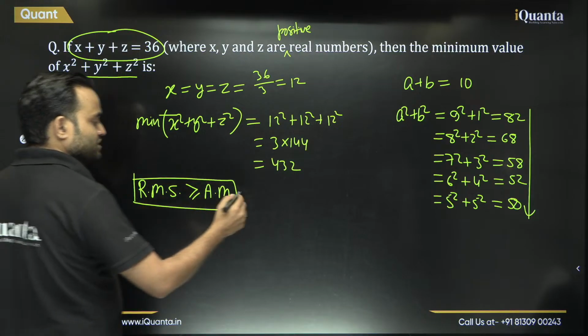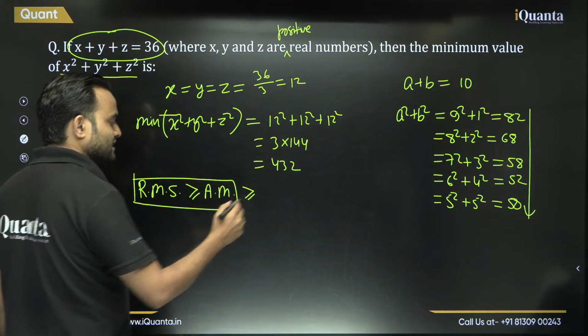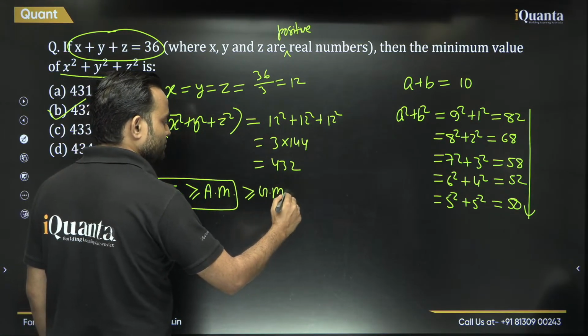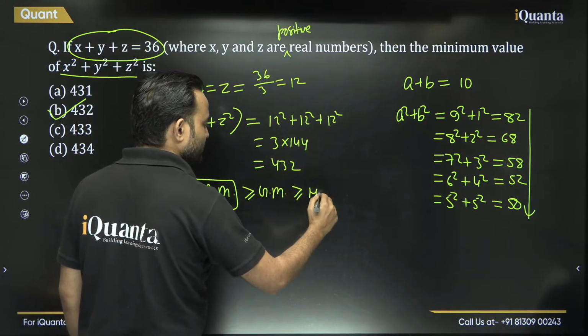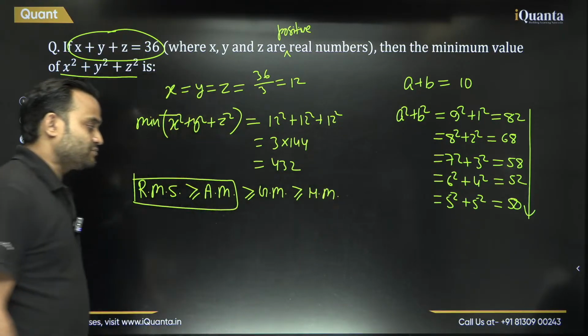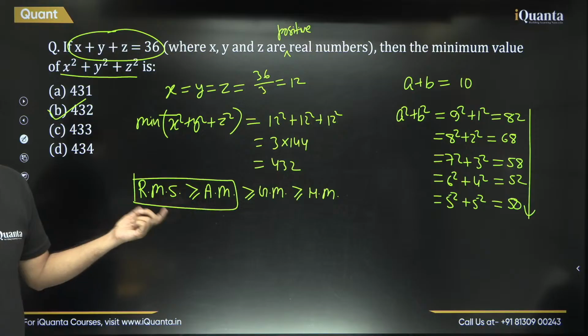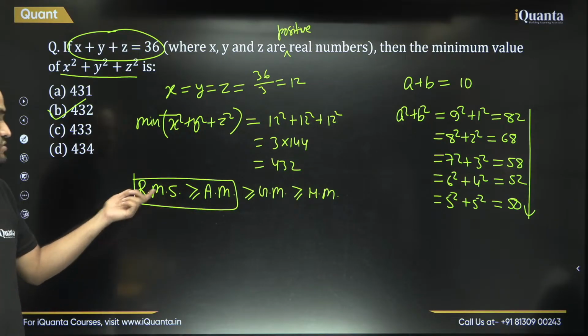Okay, you must be aware of this, that arithmetic mean is greater than or equal to geometric mean, which is greater than or equal to harmonic mean, right? You must be aware of this, but this is also used sometimes.